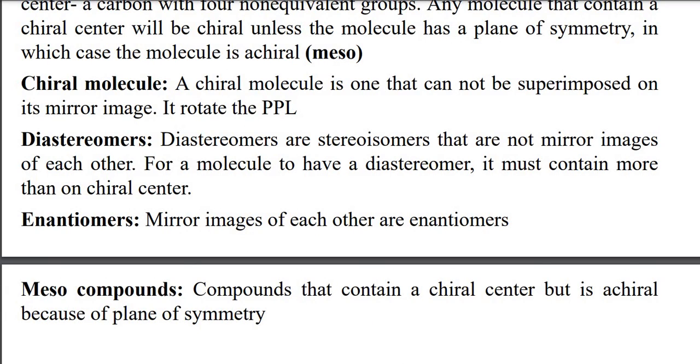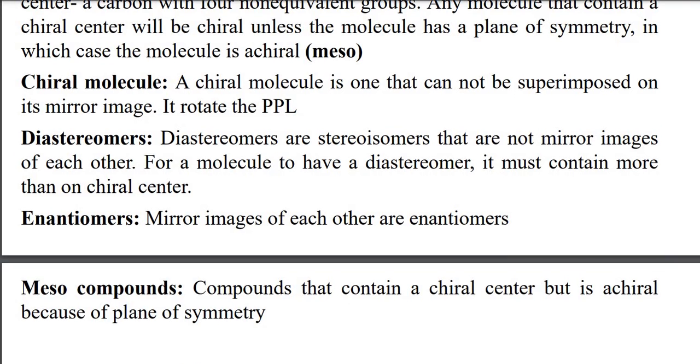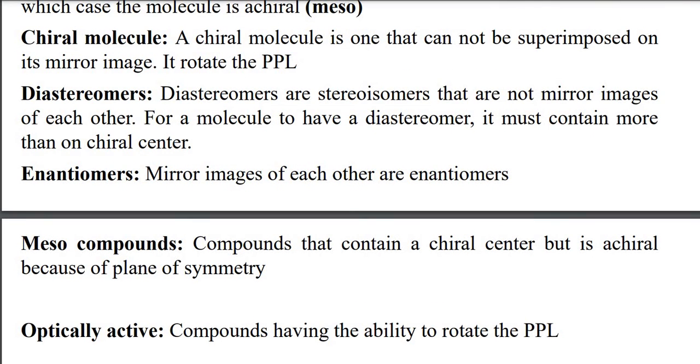So what are diastereomers? Diastereomers are stereoisomers that are not mirror images of each other. For molecules to have diastereomers, they must contain more than one chiral center. What are enantiomers? Mirror images of each other are enantiomers.